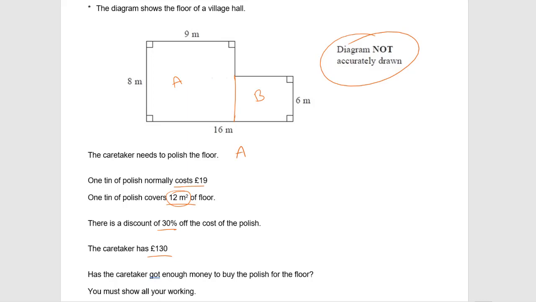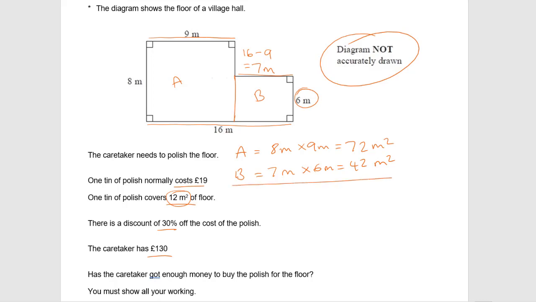So let's find the area of A first. Well, I'll write the unit so that it doesn't get confusing. 8 meters times by 9 meters, which is 72 meters squared. And area of B is going to be 6 times by the length. Now we don't have a length, so we need to find out what the length is. So we know this length is 16, and if you take away 9 from 16, that will give us this length here. So 16 take away 9, which is 7 meters. So the area of B is 7 meters times by this 6 here, 6 meters, which is 42 meters squared.